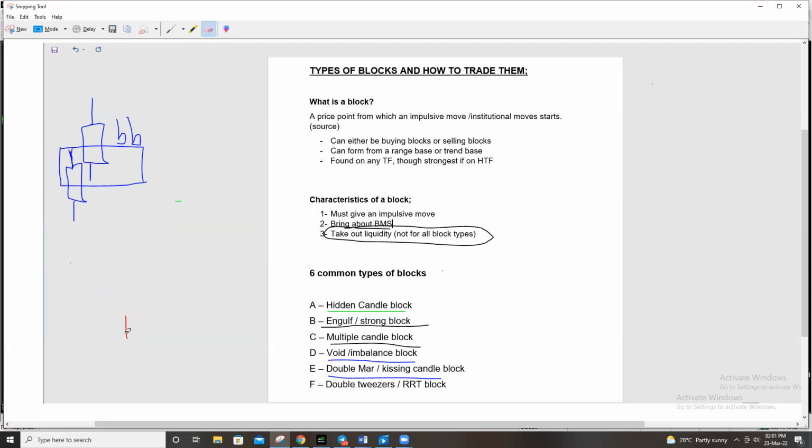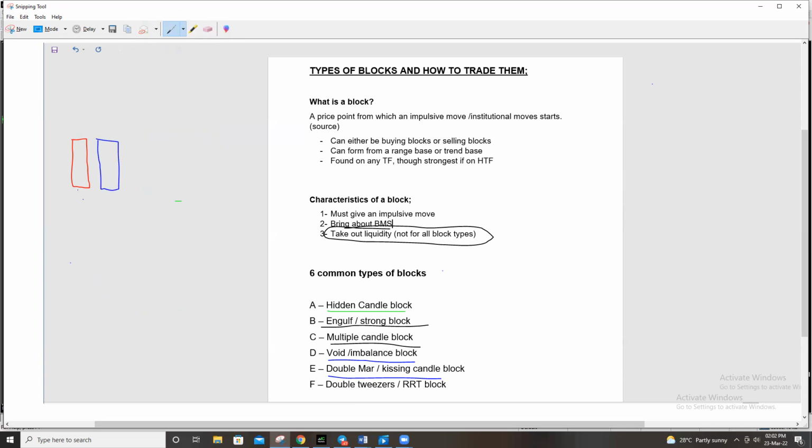Then we have the final one, what we call the railroad track or the double tweezer kind of block. This is where you have 2 candlesticks that are of opposite direction but of equal size.